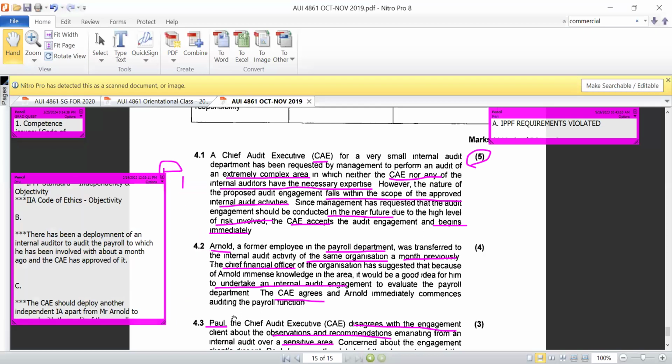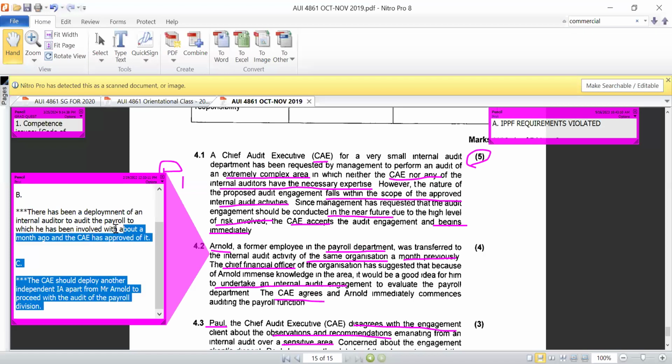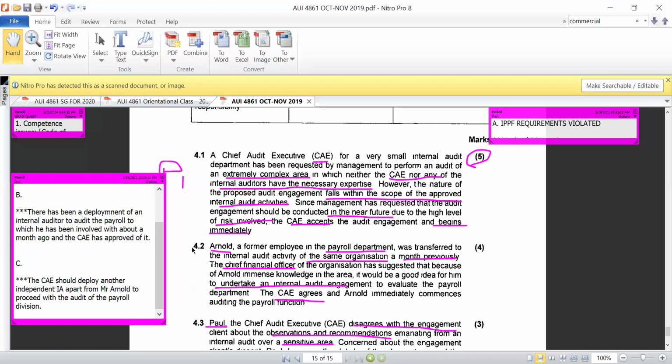Why are we saying to proceed? Because obviously it's a request that has been brought to us by one of the company stewards, in this case the chief financial officer, so it ought to be attended to. So the only thing that has to happen is just reassignment of Mr. Arnold from that assignment, and then we deploy somebody else who is more independent within our team. That's what the chief audit executive was supposed to have done here, right?